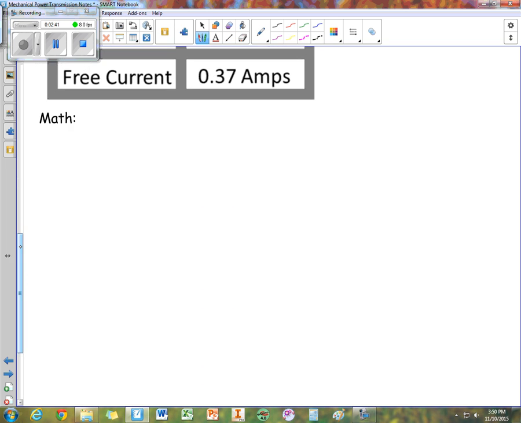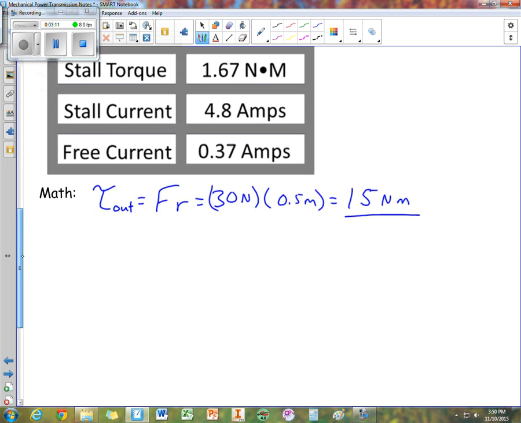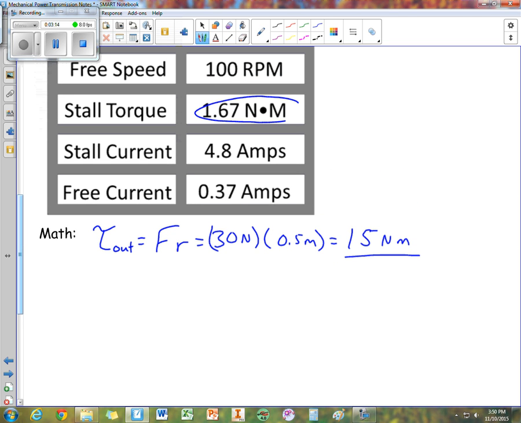So let's go ahead and start with the math. Let's begin by figuring out how much torque is needed. So this is going to be F times R times sine of theta. Theta is going to equal 90 degrees, and sine of 90 is 1. So this is going to be 30 newtons times 0.5 meters. That obviously gives us 15 Newton meters. So as you can see, this clearly is not enough torque to lift this mass.